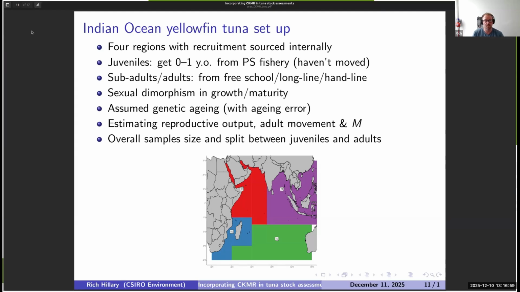Yellowfin in the Indian Ocean showed clear sexual dimorphism in both growth and maturity. There's been genetic aging work for yellowfin, so we assume that we'll have access to that, but there's an aging error associated with it. We're estimating in the model reproductive output, adult movement and adult natural mortality, so we're trying to push it about as far as we can. And the question was couched in terms of, what are the overall sample sizes and also the split between juveniles and adults? And how precise will the key assessment quantities be that we're likely to get out of that?